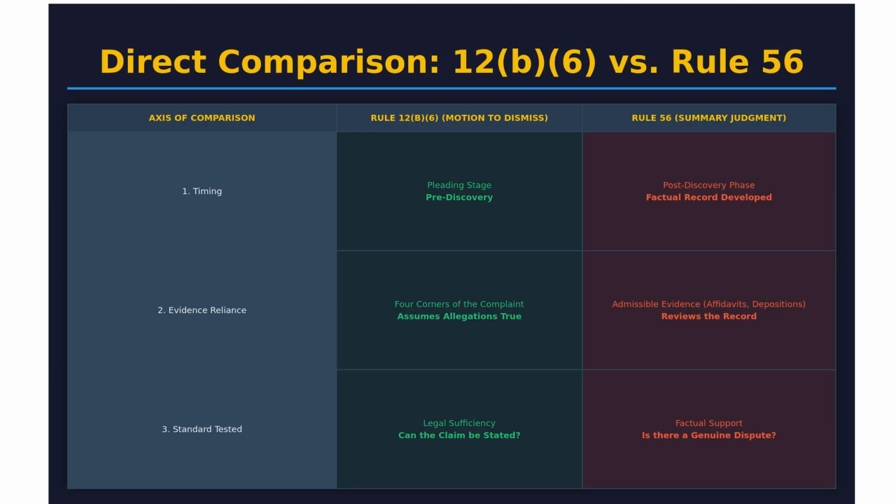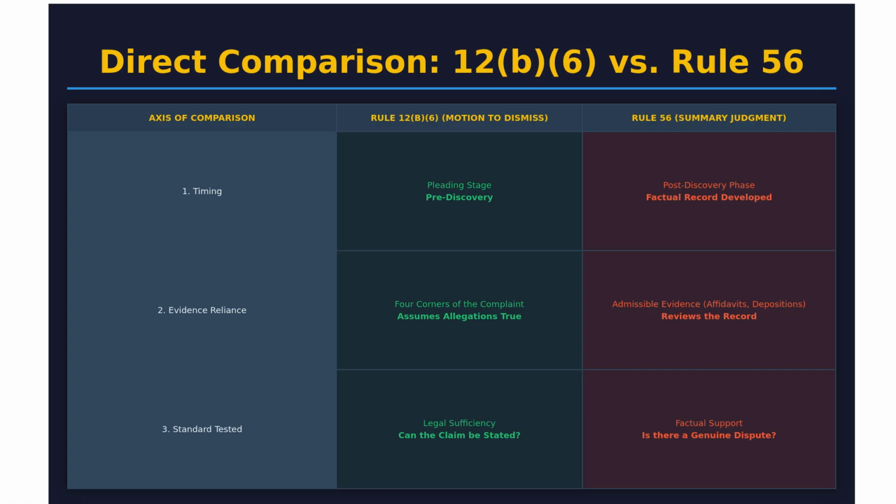Now that we have thoroughly examined the evidence requirements and burden shifting under Rule 56, it is time to lock in the differences between the two major pre-trial motions using a direct comparison chart. This visual summary is crucial for exam success. We will contrast Rule 12b-6 and Rule 56 across three essential axes. First, consider timing. Rule 12b-6 operates exclusively at the pleading stage, before discovery has begun. Rule 56, conversely, is reserved for the post-discovery phase when the factual record is developed.